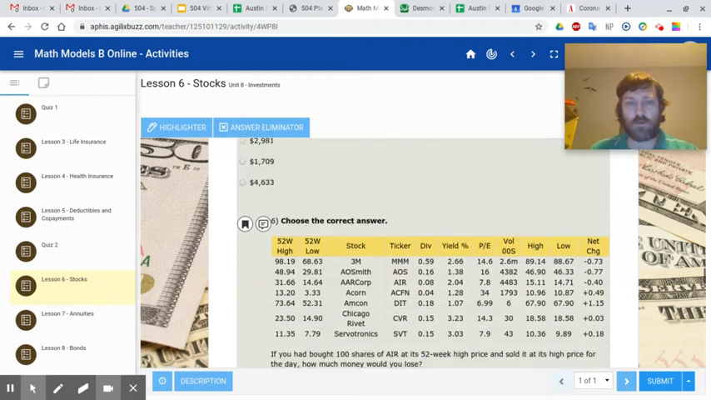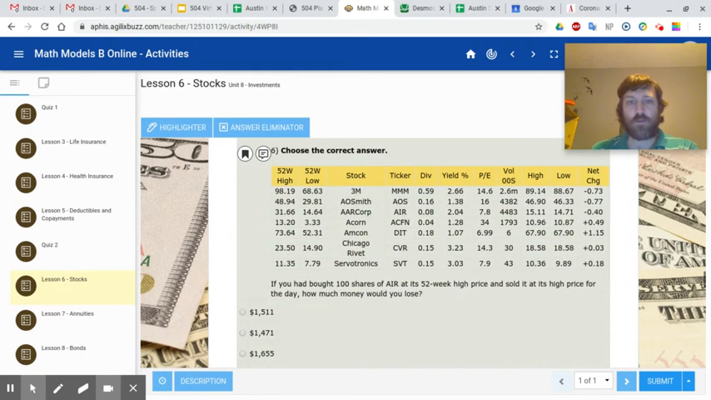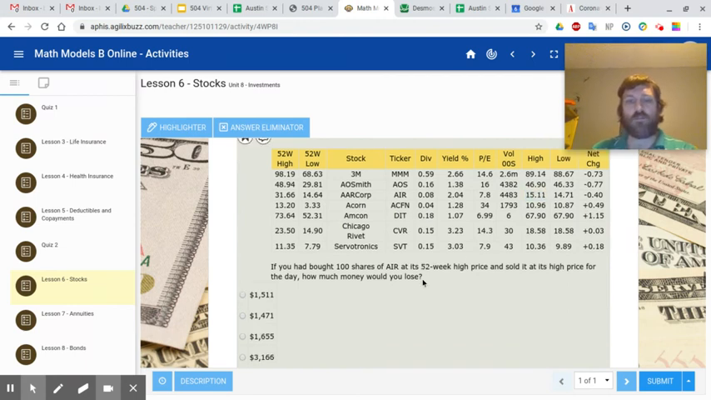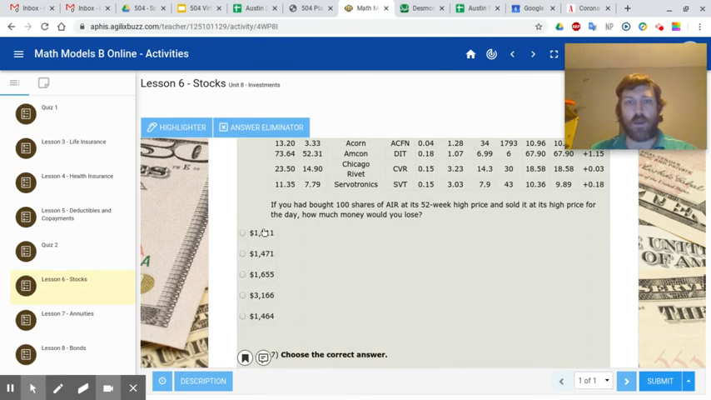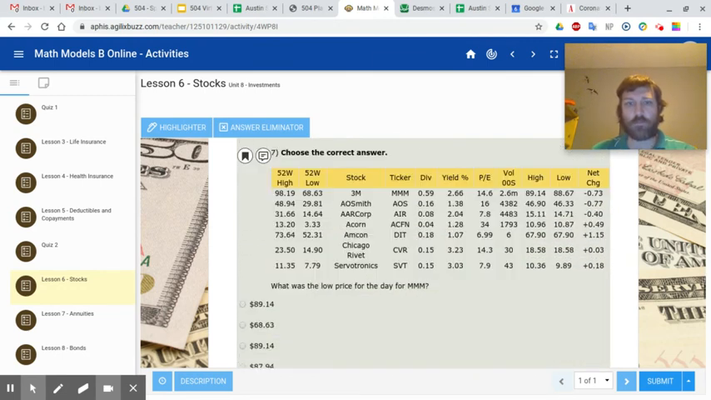Pretty straightforward. Same idea here on number 6. If you bought 100 shares of Air at its 52-week high price, Air is right here, and 52-week high is right there, and sold it for its high price for the day, which is much lower, how much money would you lose? Again, you need to do 100 times the 52-week high, and then 100 times the high for the day, and then subtract the answers, and that will be how much you lost. I'm going to keep going.